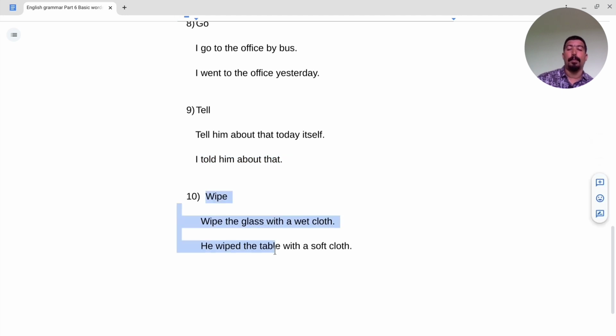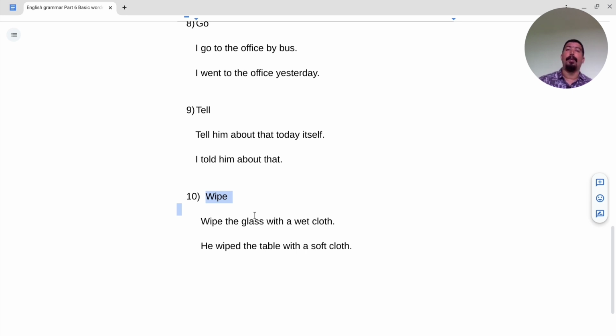Wipe. What is the meaning of wipe? Wipe means you wipe your face. You have been playing football, you played football for some time and you are sweating. You take your towel and wipe your face.